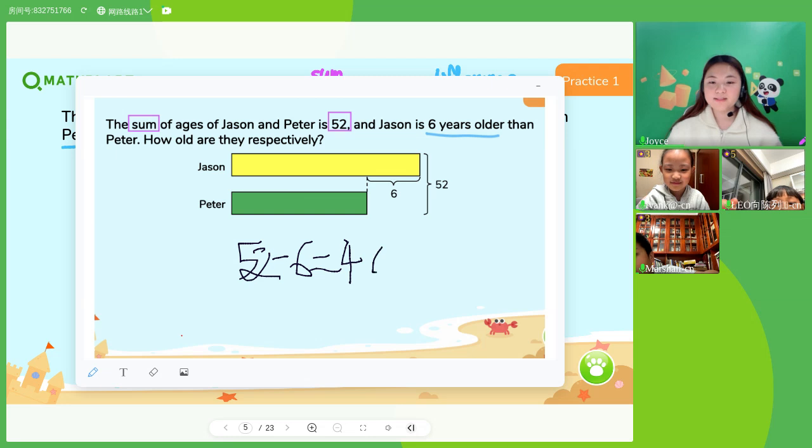So every time when we are reading the sentence, you really have to make sure what does every number mean.